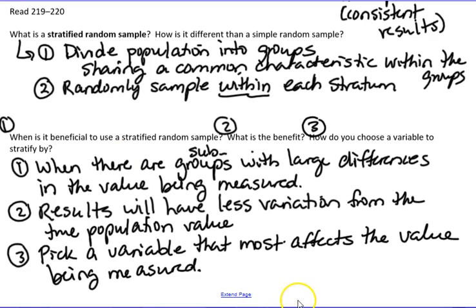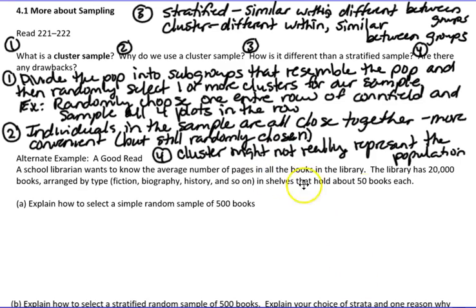Now, we're going to look a little bit at the next page, because then this talks about another method, which is called a cluster sample. In a cluster sample, unlike a stratified sample, you first divide the population into subgroups that resemble the population, and then randomly select one or more clusters for the sample.